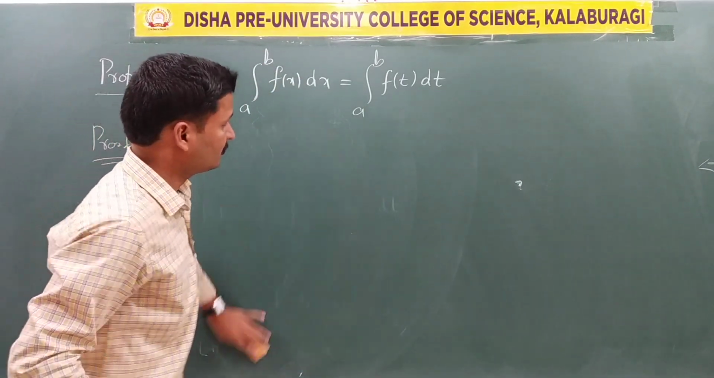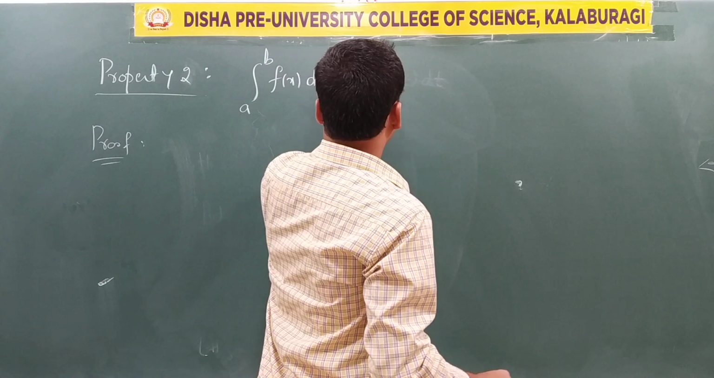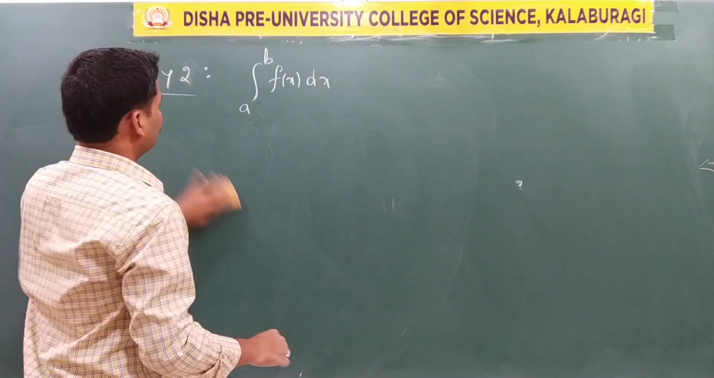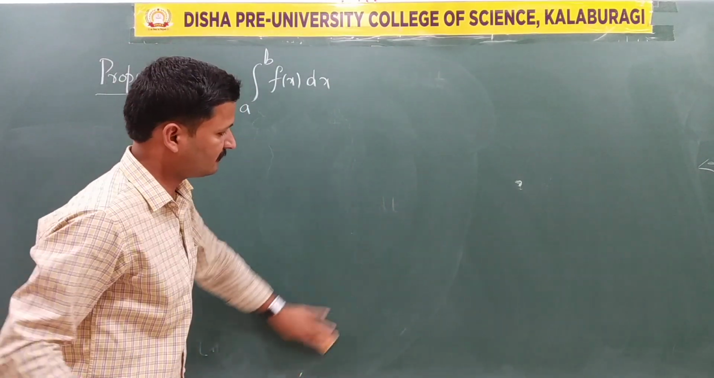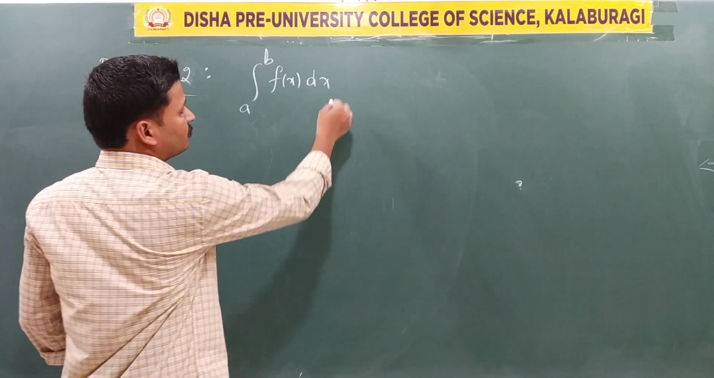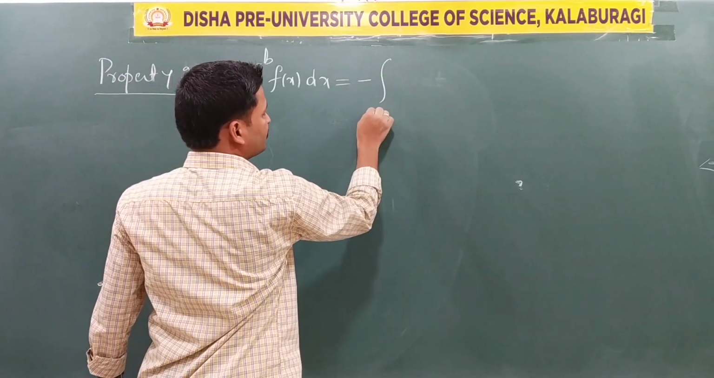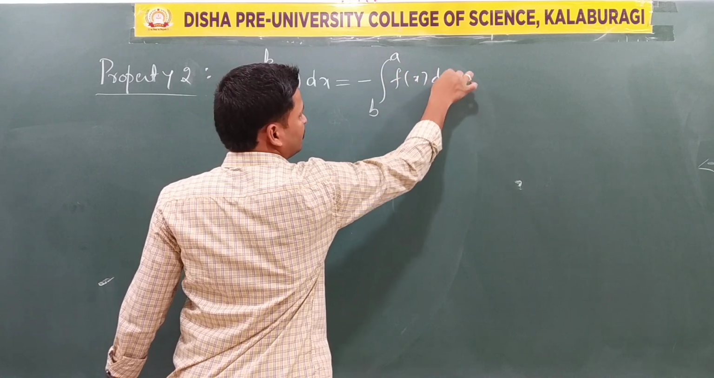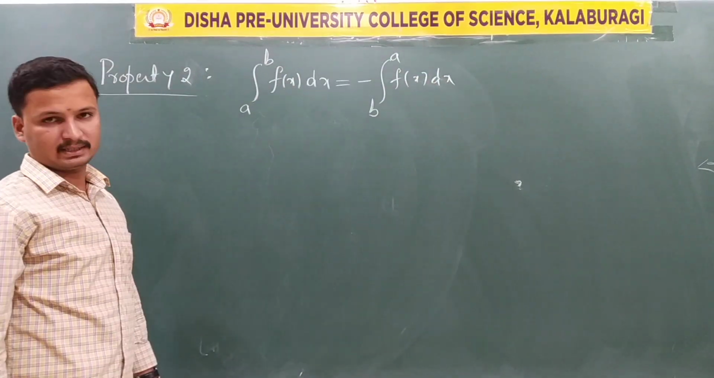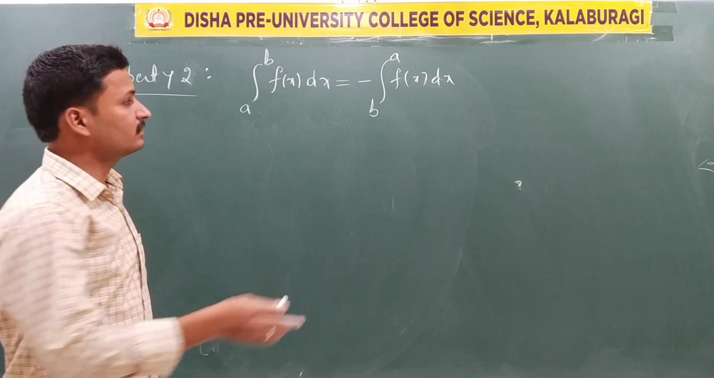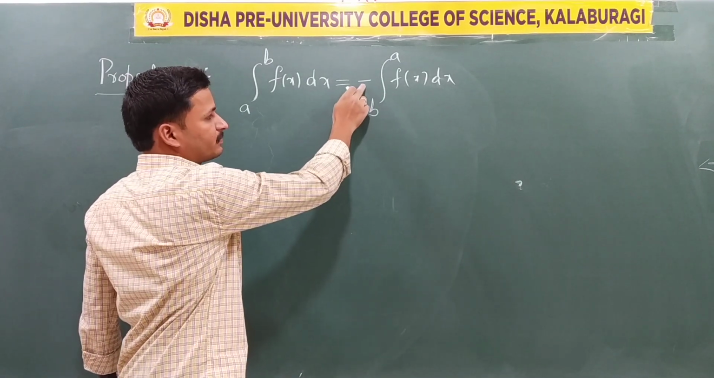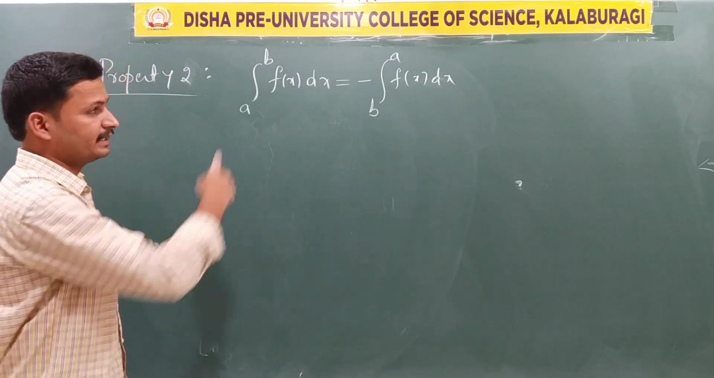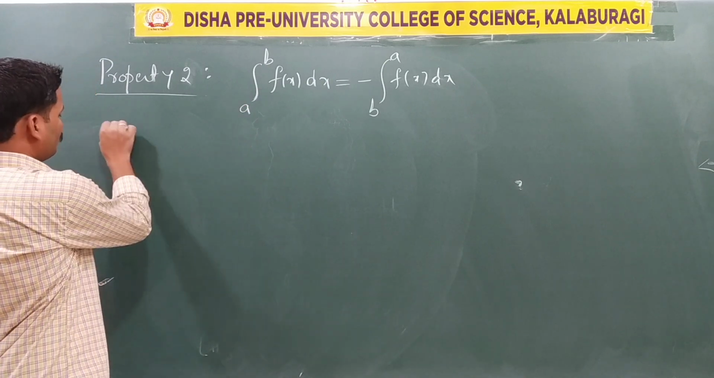Yes. Now property number 2, that is integration from a to b f of x into dx equals minus the integration from b to a f of x into dx. When the limits of the integration are interchanged, the value of the integral changes by its sign. Okay, negative. Proof.